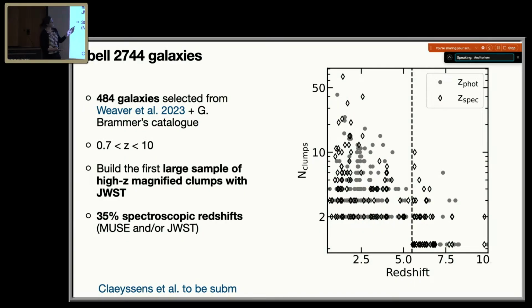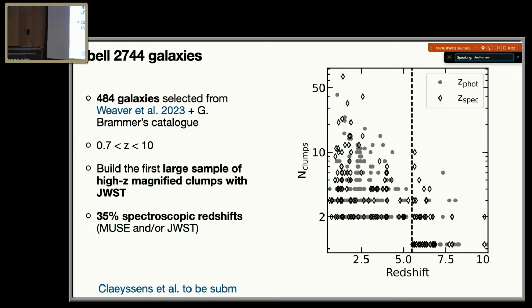So we selected 484 galaxies from the observation with at least magnification around 2 to get the zoom in, the boost in the resolution from lensing, redshift between 0.7 and 10, in order to build a large sample of clumps, and we have 35% of spectroscopic redshift from JWST spectroscopic redshift estimation.